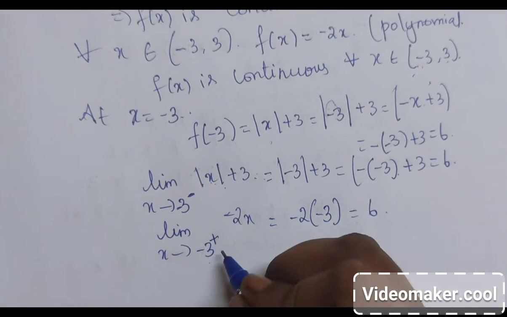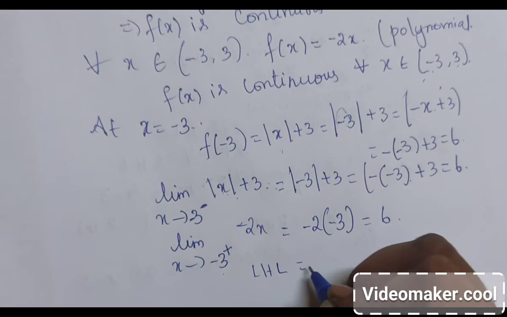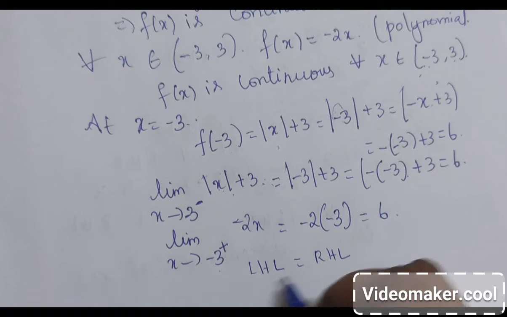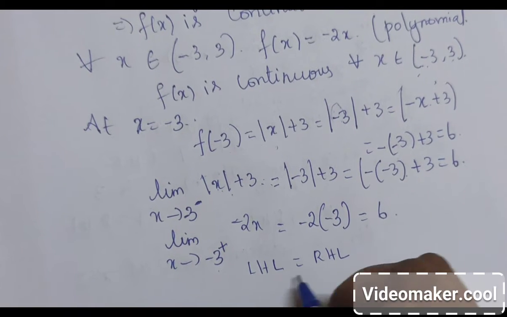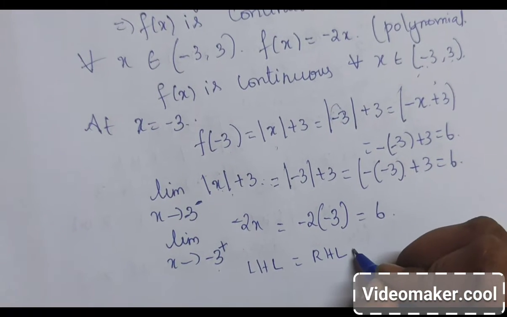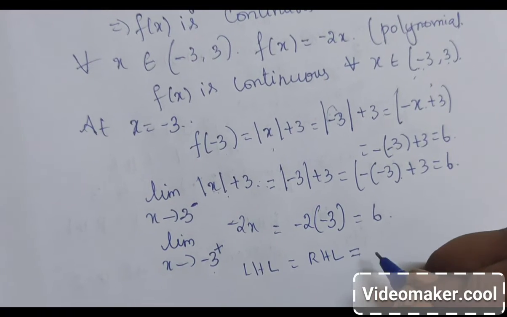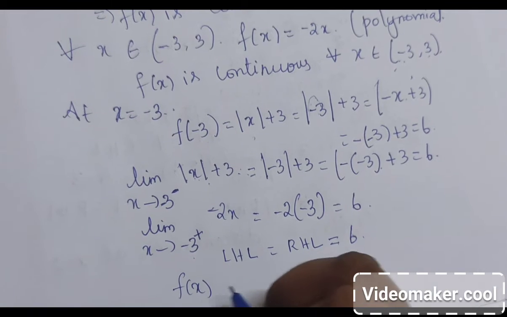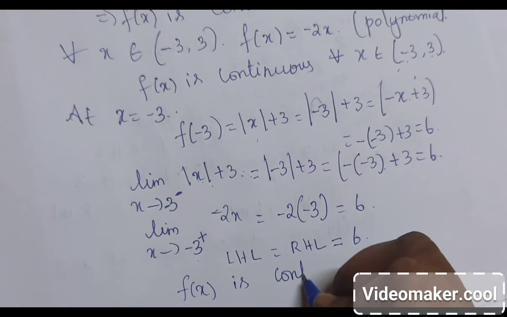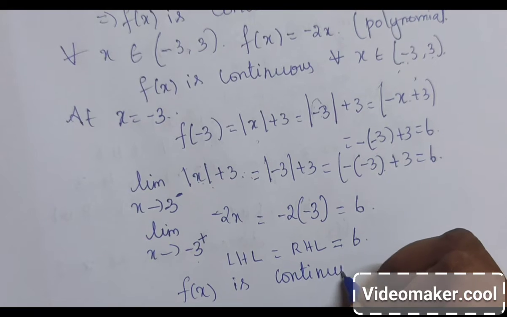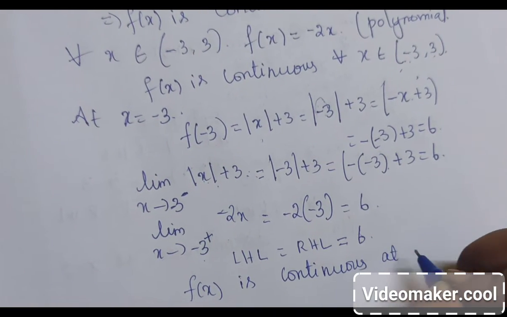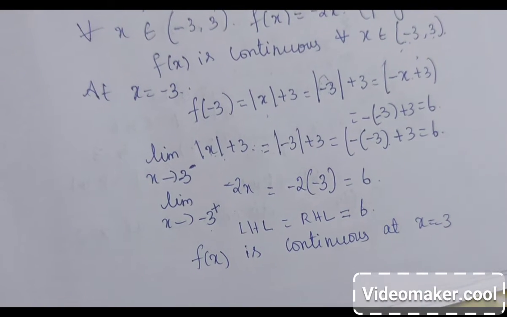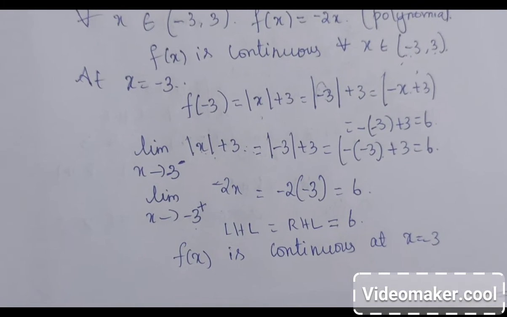So here the left hand limit is equal to the right hand limit, and these two are equal. As these two are equal, we can say the function's limit exists, and the limit is equal to the functional value. So we can say f of x is continuous at x equal to -3. Now we'll check the continuity of the function at x equal to +3.